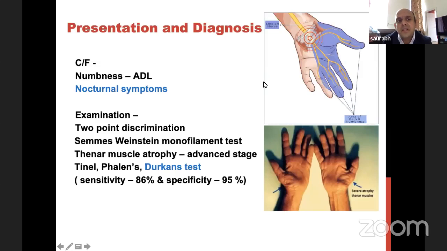Then in terms of presentation, sensory symptoms, we know 3.5 fingers, autonomous zone, volar pulp, index finger. That's where you do your sensory exam. Nocturnal symptoms, very important. So patients with carpal tunnel typically get up in the night and they shake their hands to get rid of it. This is one question you need to ask your patients in the exam and in the clinics also. Monofilament test and 2-point discrimination, you need to know, especially in the diabetic patients. And then thenar muscle atrophy, fine.